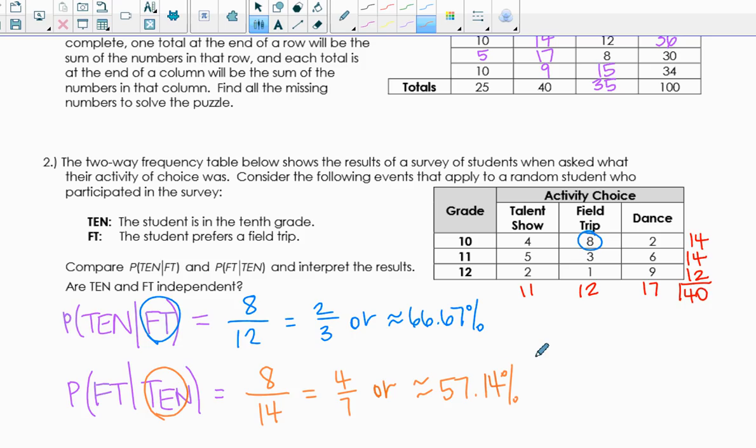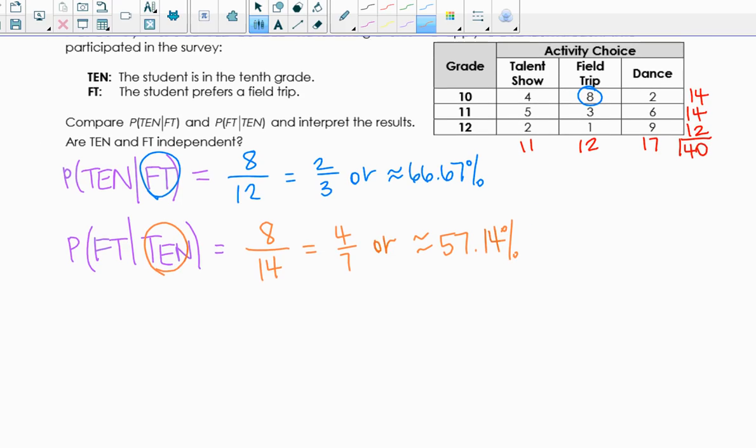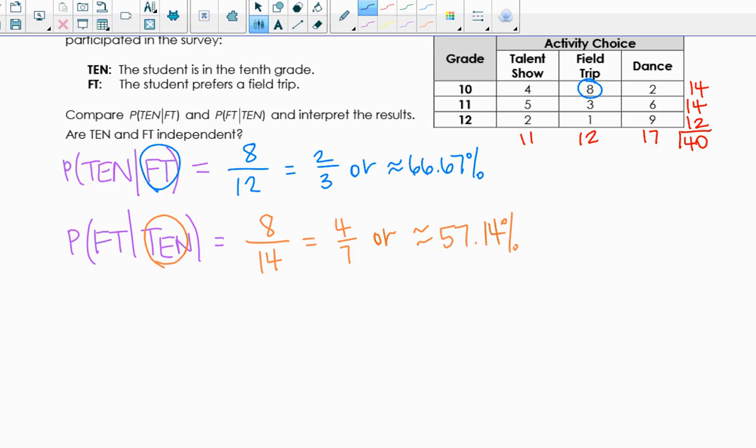Okay. All right, so it says interpret the results. Well, if you notice, the higher percentage is in the first probability we found. So both of these have 8 kids that are in 10th grade and prefer field trips. However, it is more likely that you will get a 10th grader who likes field trips if you choose from the group of students who like field trips.